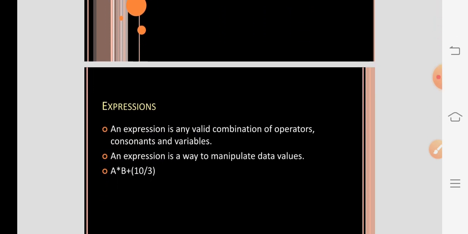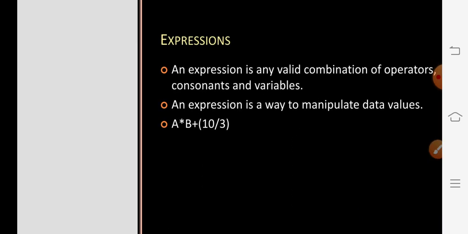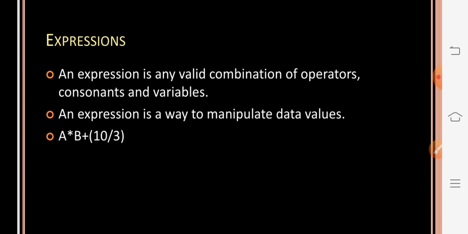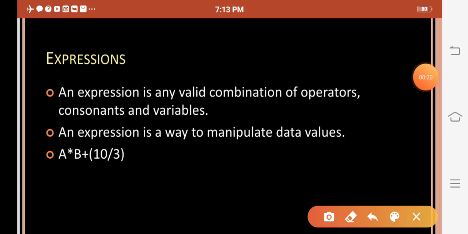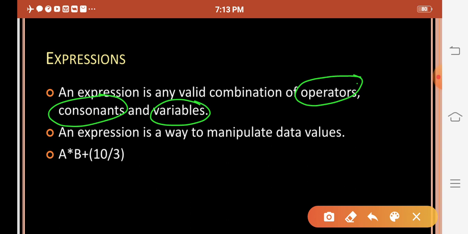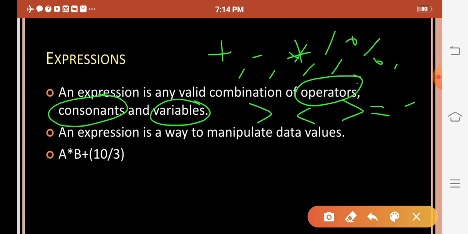So, let us start with the first topic of today, which is what? Expressions. So, expression is what? It is a valid combination of operators, constants, and variables. Operators, constants, and variables mean what? Operators means symbols which are used to carry out some operations like plus, minus, multiply, divide, modulus, greater than, less than, greater than equal to, less than equal to, not equal to, double equal to, and so on.